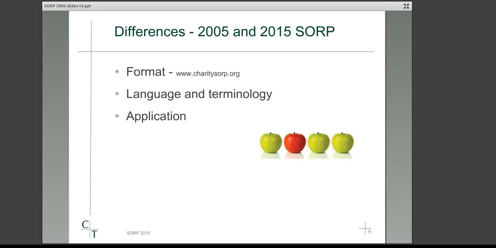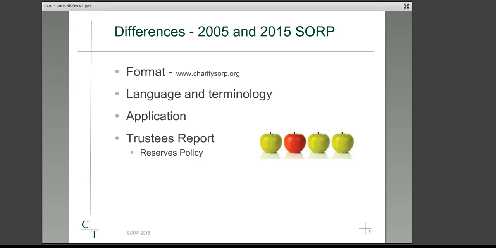So in terms of the actual differences themselves, we'll start looking at these at the Trustees Report. Now, the Trustees Report requirements from 2005 are largely carried over into the 2015 versions of the SORP, but we do have some additional requirements. The first of these relates to reserves policy. For all charities, whether you're small or large, if you don't have a reserves policy, then you have to explain why you don't have one in your Trustees Report.